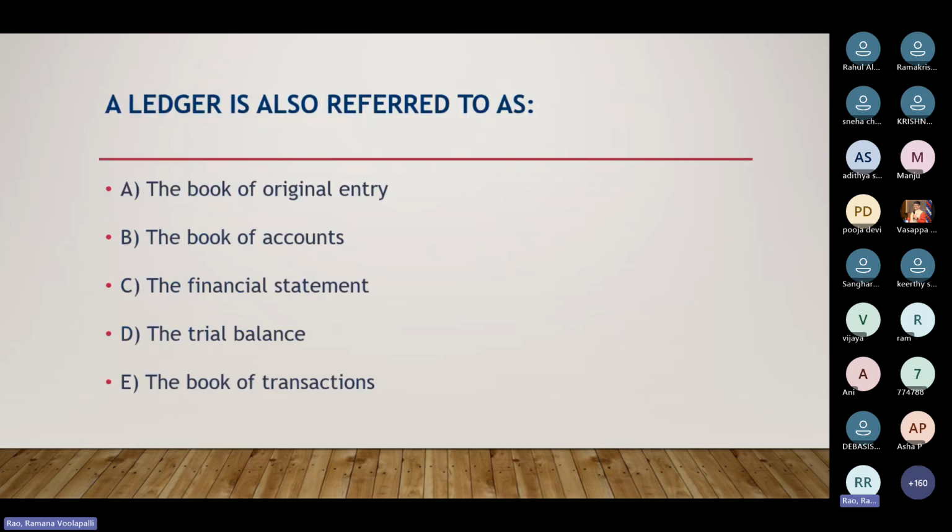Okay. Yes, great. A ledger is also referred to as... Yeah, answer, please. Okay, Asutosh sir. Okay, Sri B. The book of original entry. Okay, many people said book of original entry. I told specifically journal is known as book of original entry.